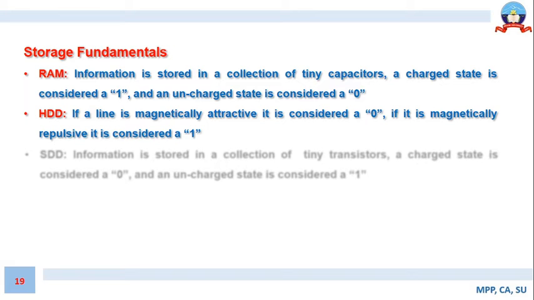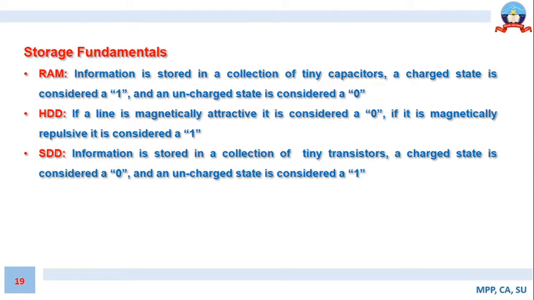Again, I repeat: a hard drive, or HDD, is a memory device where data and programming instructions are stored in a magnetized disk, wherein if a line is magnetically attractive it is considered as 0 and if a line is magnetically repulsive it is considered as 1. Such a sequence of attraction and repulsion represents a sequence of bits representing program instructions and data.